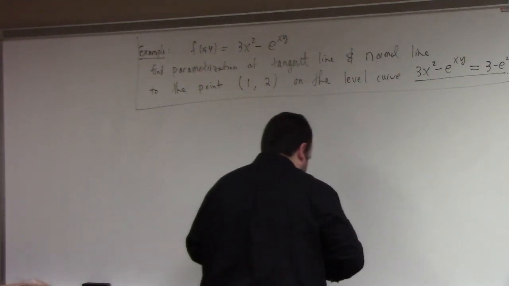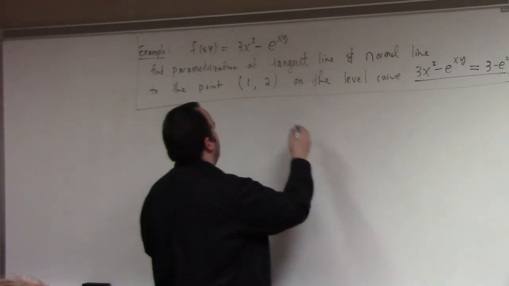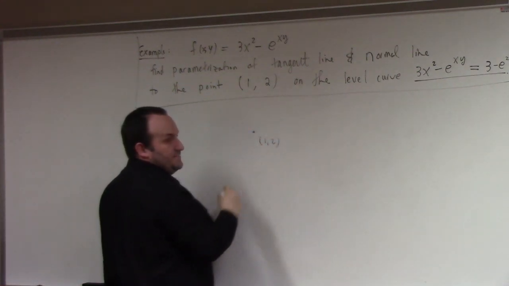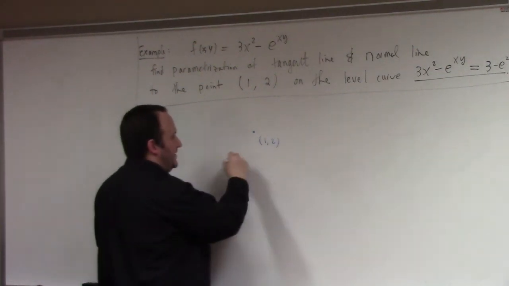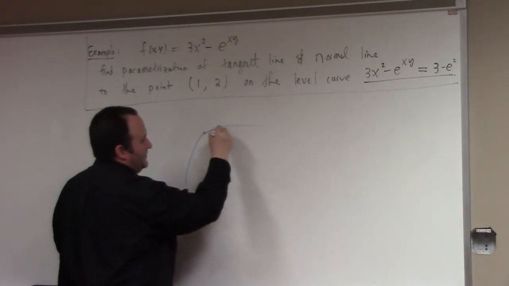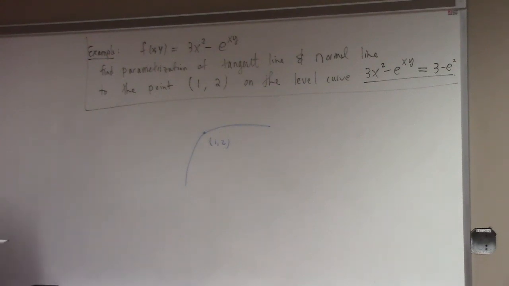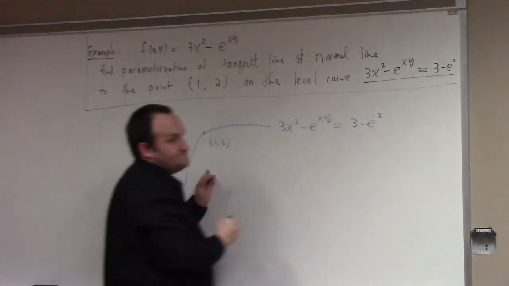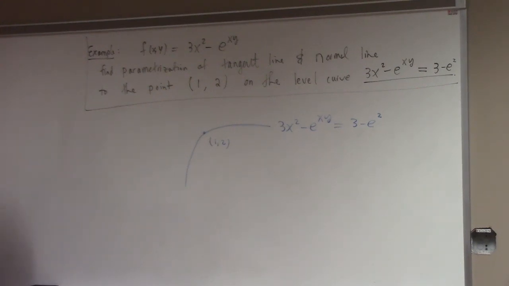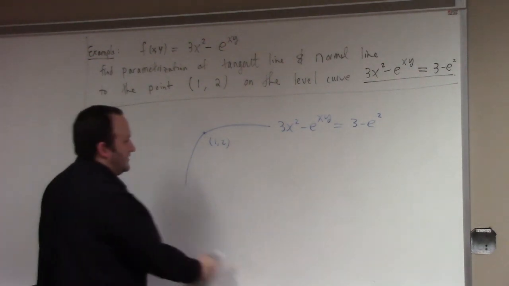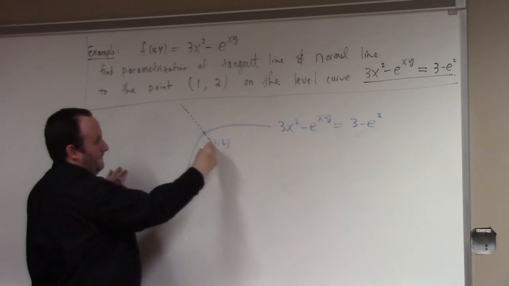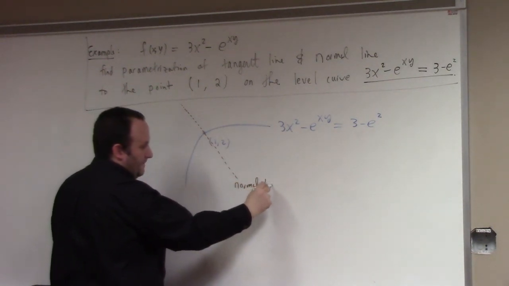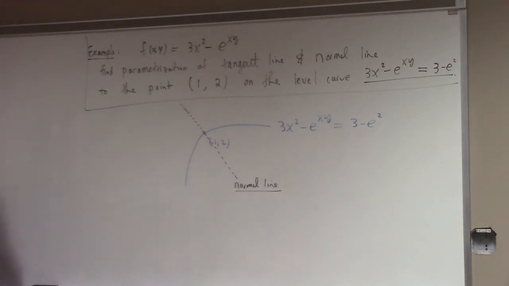So before I even do any calculations, let's just draw a symbolic picture of what's going on. Here's my point, 1, 2, right? The level curve, I don't really even care. Maybe it looks like this. I'm not sure exactly what it is, but it goes through that point by construction. This is the 3x squared minus e to the xy equals 3 minus e squared curve. So I know the normal line. What's the normal line look like? This is my normal line. The normal line, by definition, lines up with the gradient. I'm assuming the gradient's non-zero in that definition.